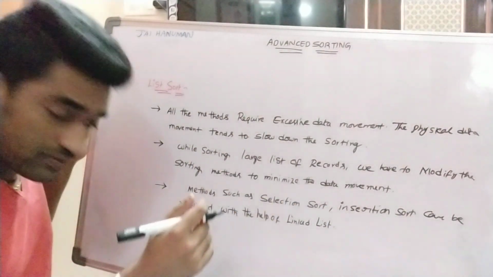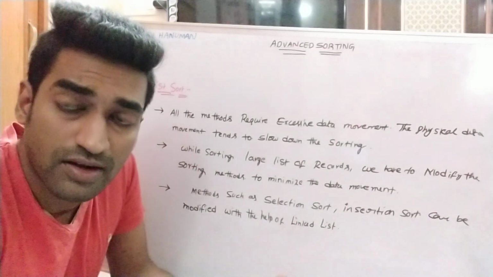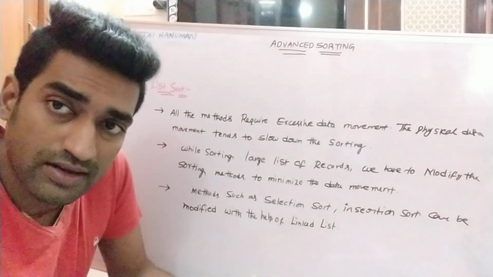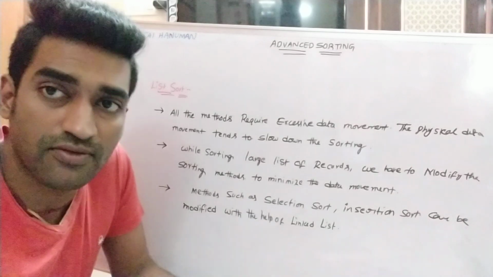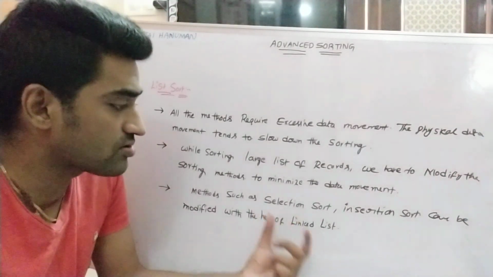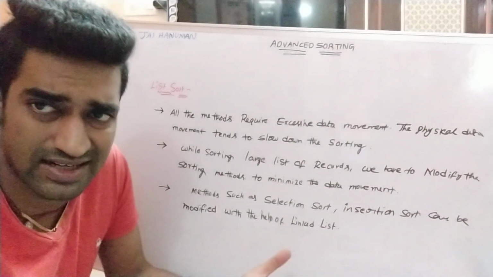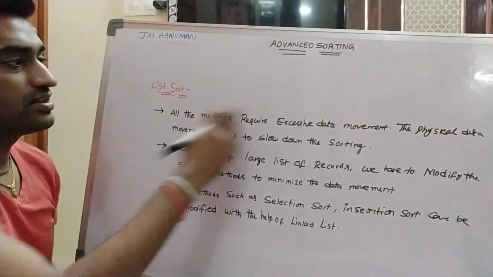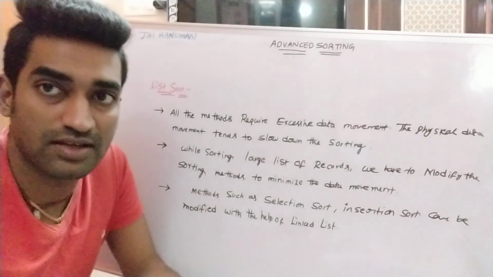Suppose I want to sort a large number of data records. In such cases we add some extra information to the list of records, that is a linked list. Then we sort all the elements by using any technique, like selection sort, insertion sort, bubble sort, merge sort, whatever, right? Here all the methods require excessive data movement. The physical data movement tends to slow down the sorting process.